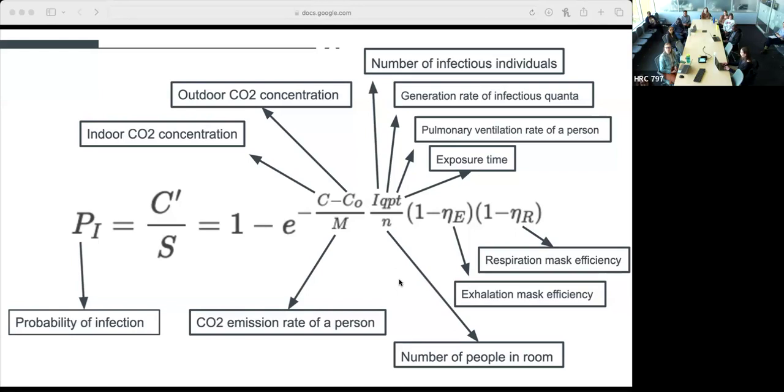So then in this last section, we factor in masking into the equation. So the first is the exhalation mask efficiency, which indicates how effective the mask is at preventing the infection from expelling into the air of an infectious individual. And the respiration mask efficiency indicates how effective the mask is at preventing the infection from being inhaled by an unexposed individual.